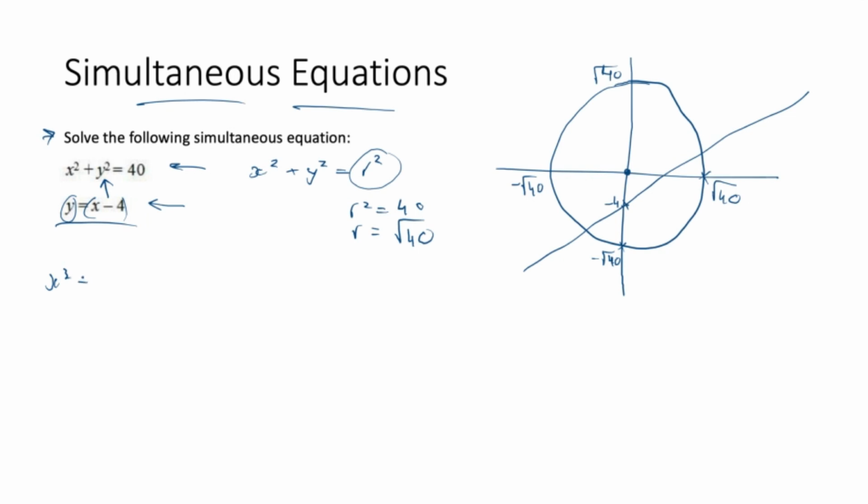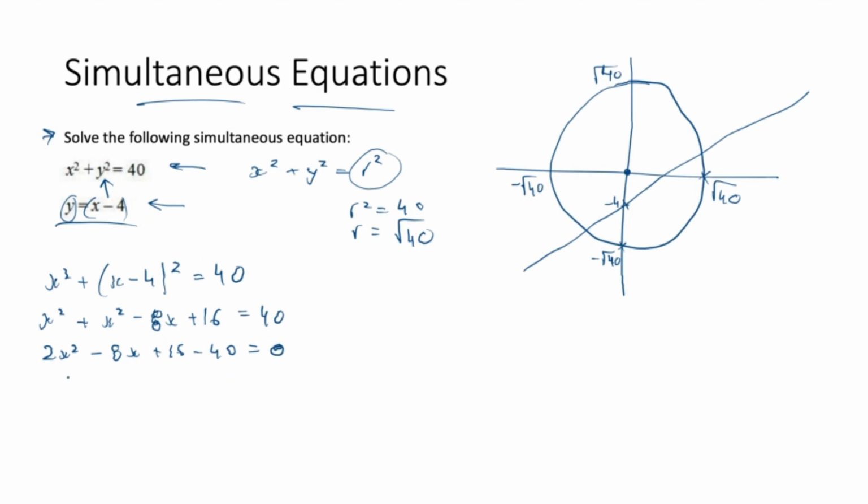This will give us x squared plus (x minus 4) all squared equals 40. Then I simply expand and equate the equation to 0 so that I can solve for x. So x squared plus, expand the bracket, x squared minus 8x plus 16 equals 40. So 2x squared minus 8x plus 16 minus 40 equals 0.